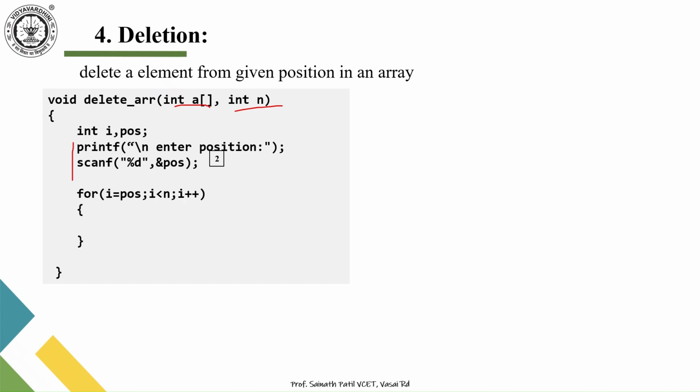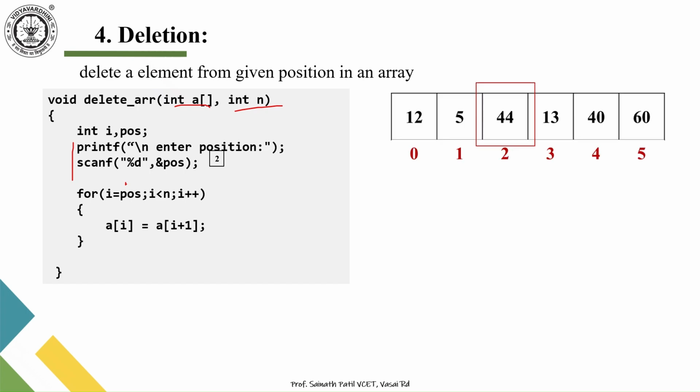Now, using a for loop, where in the for loop i is equal to pos, that is, in this case i is equal to 2. Then i less than n, suppose we consider 5 elements, so 5, i plus plus. Now inside the for loop we have a of i is equal to a of i plus 1. Now i starts from 2, so a of 2 is equal to a of 2 plus 1, that is 3. So the third position element or third index element will get copied to second, like this.